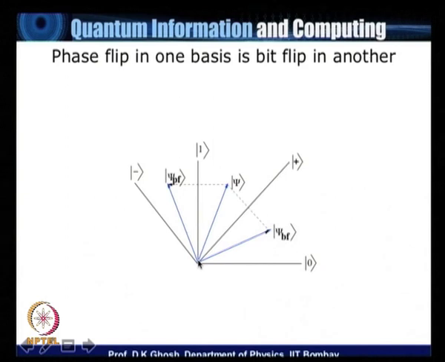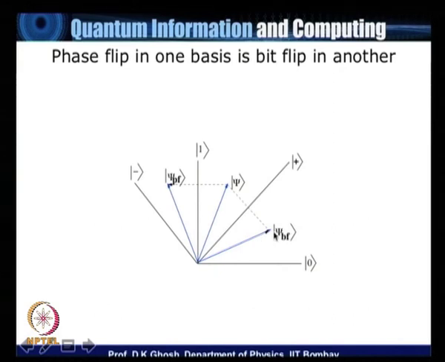Now if there is a bit flip, what happens? 0 goes to 1 and 1 goes to 0. Now that would make this state go to this point, because all that it means is the width here would be the same as the width here, and the length here would be the same as the length there. So this would be a bit flip.